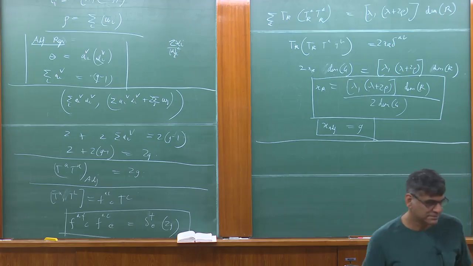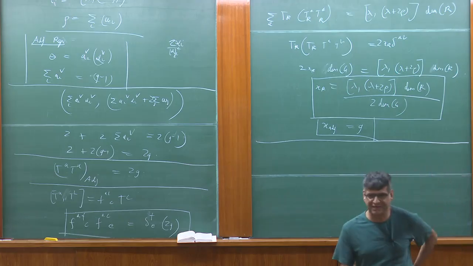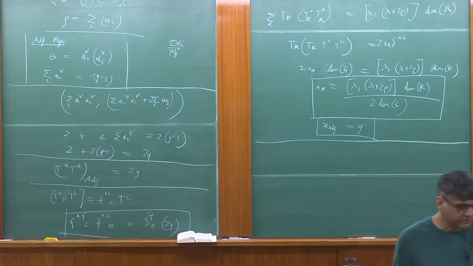And the dimension of the weight lattice is the rank of the group. Exactly. The dimensionality of the lattice is the number of Cartans. Okay? And the number of vectors are the number of the generators of the group, the number of weight vectors.